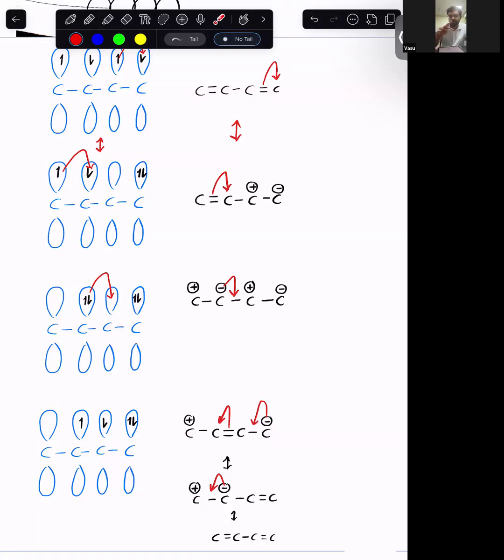In case of carbonate, you had three resonating structures. All of them are the same. So all of their contribution will be the same. So 33.33, 33.33, 33.33, or the sum of all those things divided by 3.